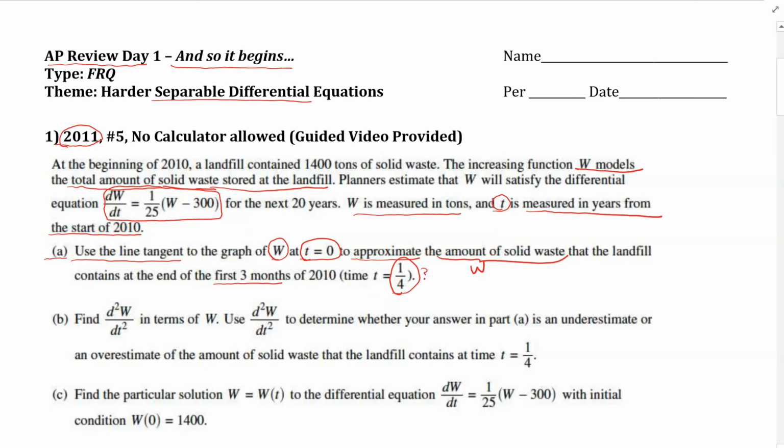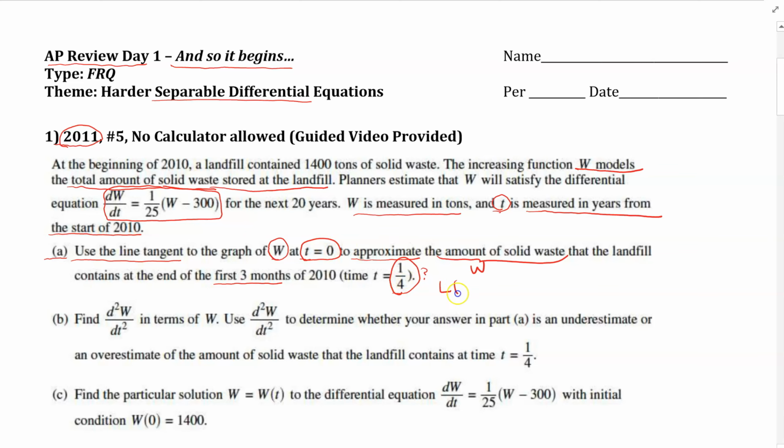Okay, so why is that? Why would t equal 1/4? That goes back to the fact that t is measured in years from the start of 2010. So if 3 months have passed, that would represent 1/4 of a year since the beginning of 2010. So let's wrap our head around all of that. Okay, but the line is tangent at t equals 0. So we're going to make a line tangent at this point and then use that line to evaluate what W would be at this point.